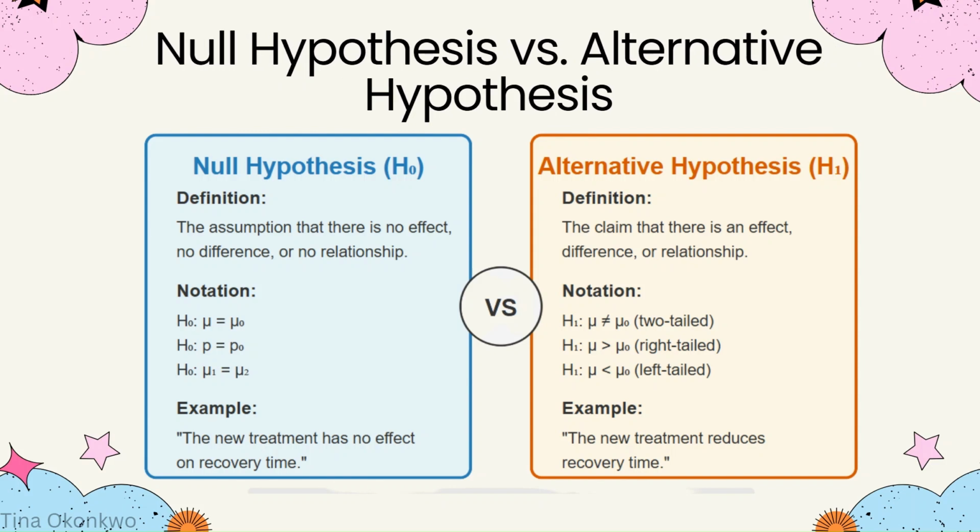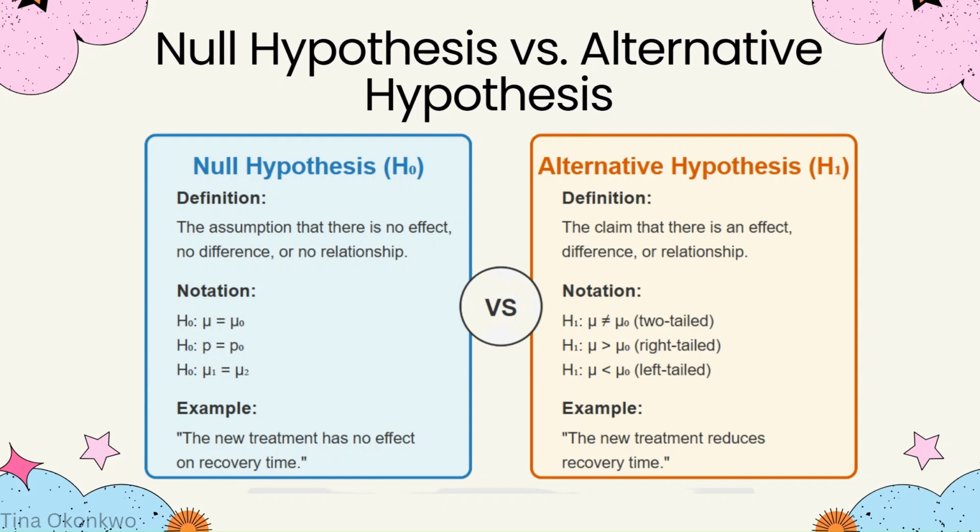Every hypothesis test has two parts: the null hypothesis and the alternative hypothesis. The null hypothesis is your default assumption, which says that nothing has changed or no effect exists. For example, the null hypothesis would be the new discount has no effect on sales. The alternative hypothesis is what you are trying to prove, and it suggests that there's a change or effect. In this case, the new discount increases sales by at least 10%.